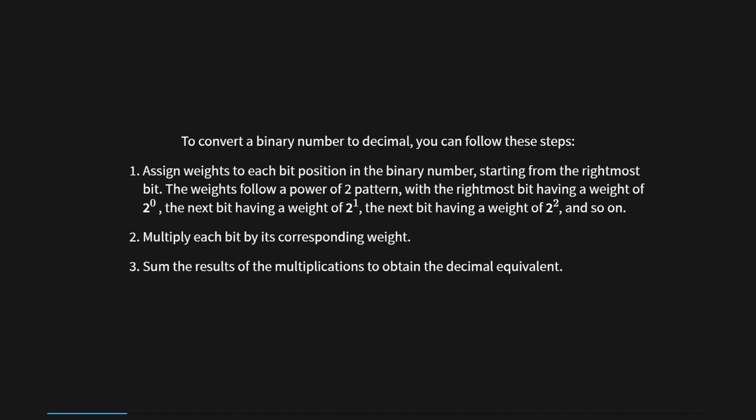1. Assign weights to each bit position in the binary number, starting from the rightmost bit. The weights follow a power of 2 pattern, with the rightmost bit having a weight of 2 to the power of 0, the next bit having a weight of 2 to the power of 1, the next bit having a weight of 2 to the power of 2, and so on. 2. Multiply each bit by its corresponding weight. 3. Sum the results of the multiplications to obtain the decimal equivalent.